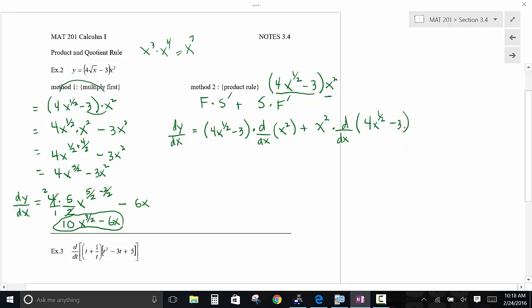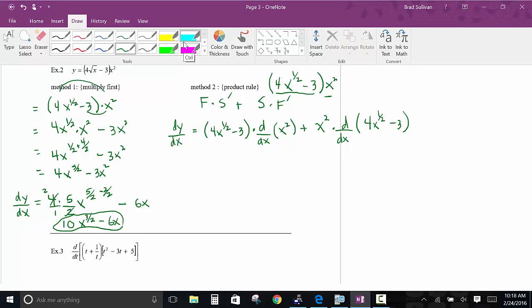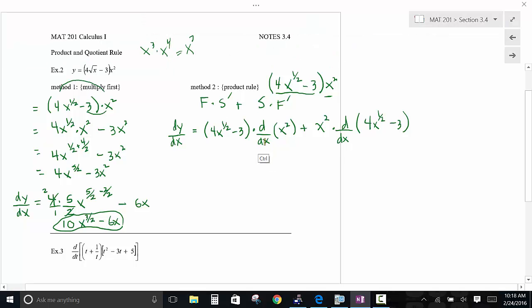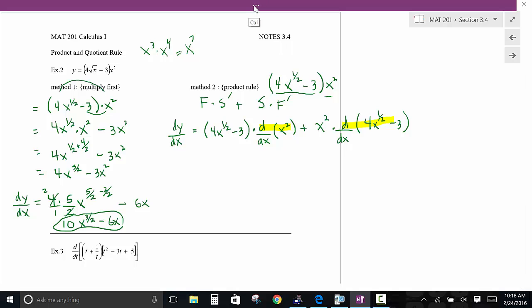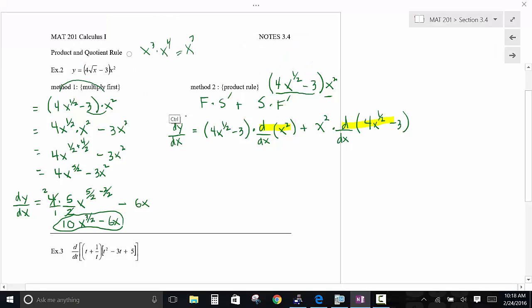Okay, now we're ready to do the derivatives, and then we'll generally have some algebraic simplification. So the calculus part is almost done. You have to put that in the product rule, and then what you need to go ahead and work on is those two derivatives now. So you're going to end up having 4x to the 1/2 minus 3, and then this derivative is what? 2x, okay? And then this one, when you do this derivative, you got to maintain those parentheses.